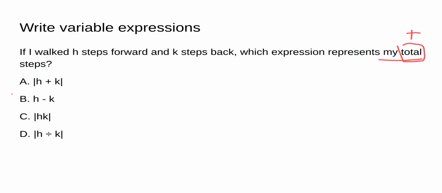We can eliminate B because, first of all, what if you walked 3 steps back? There'd be -3, correct? And if we walk 5 steps back, 5 steps back, right?